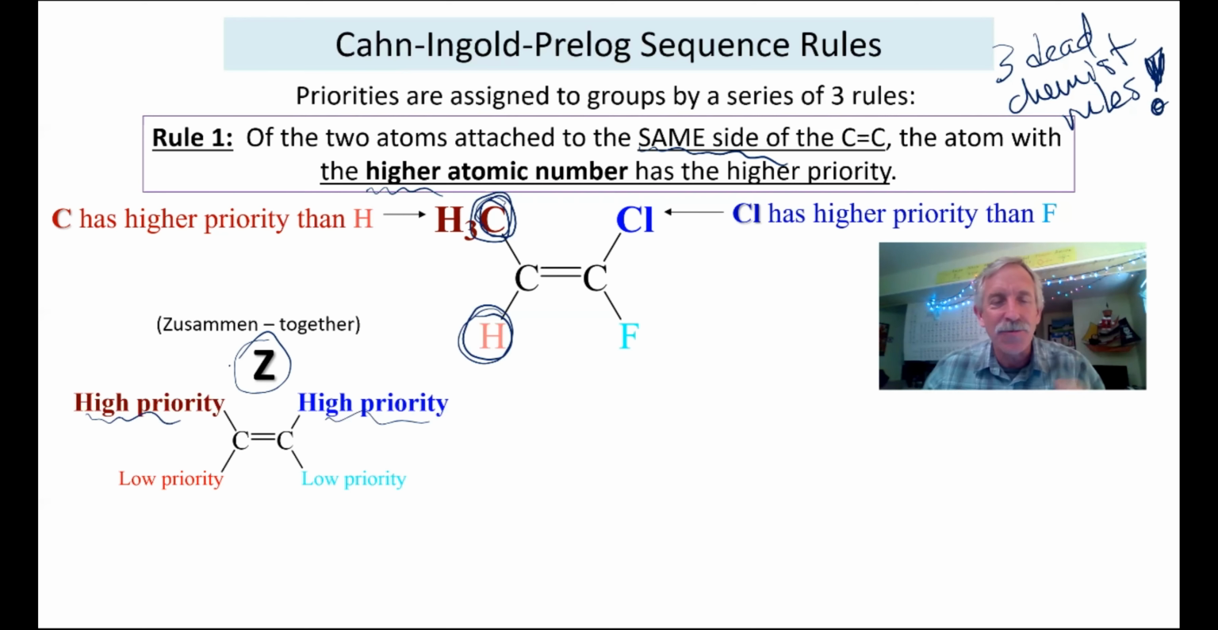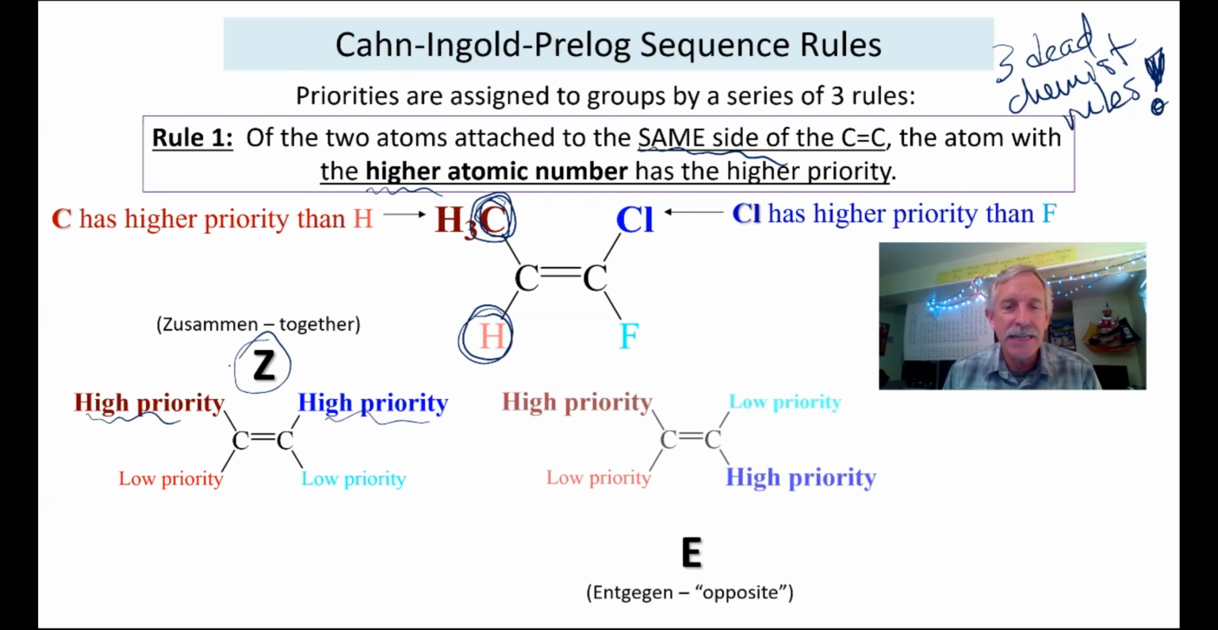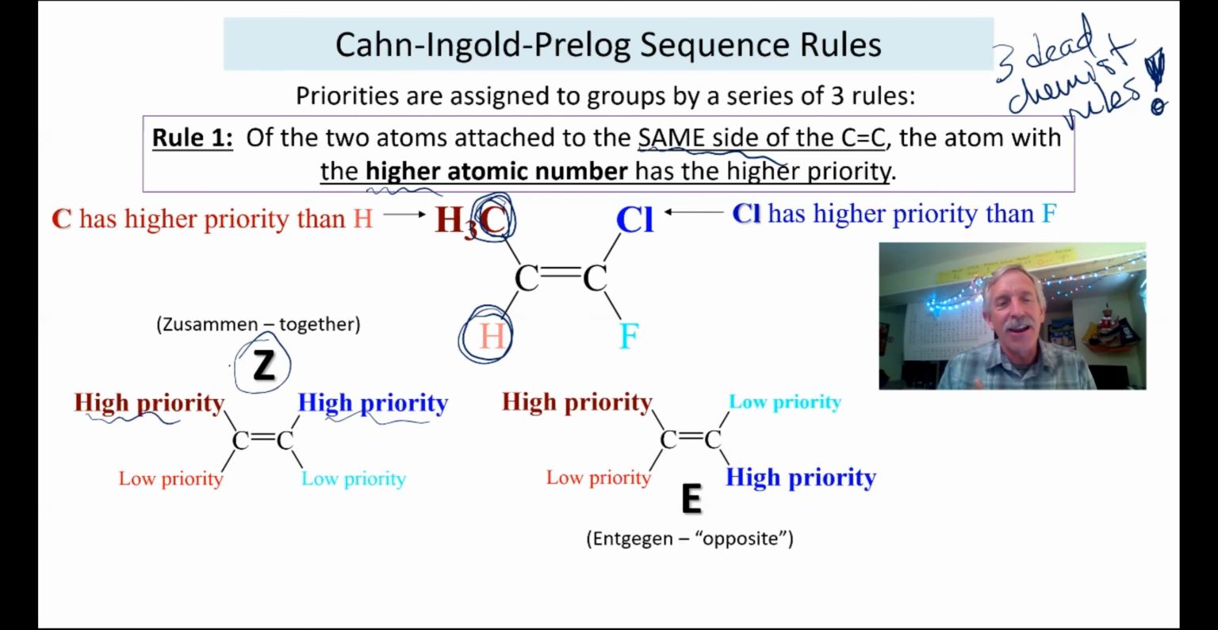We have to have a German name for that too, and that is Entgegen. Sorry, I totally butchered that as well, but that means opposite sides in German. And so if these 2 highest priorities on each side turned out to be on the opposite sides from one another, we would label them as E, and that alkene would have that distinction.